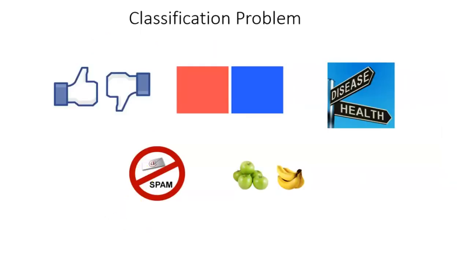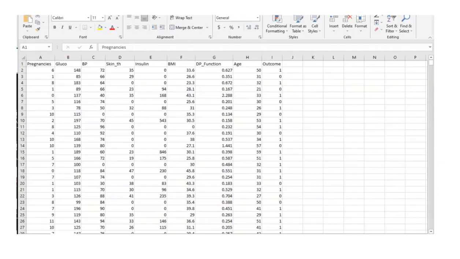A classification problem is a problem where the output variable is a category, such as like or dislike, red or blue, disease or no disease, spam or no spam, apple or banana, and many other similar categories. Now, we will see some examples and data for classification problems. From one representative example, we can easily understand the classification problem.